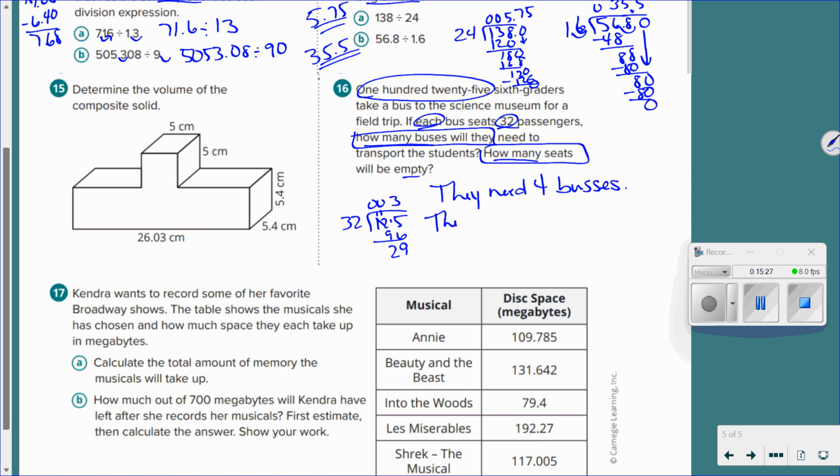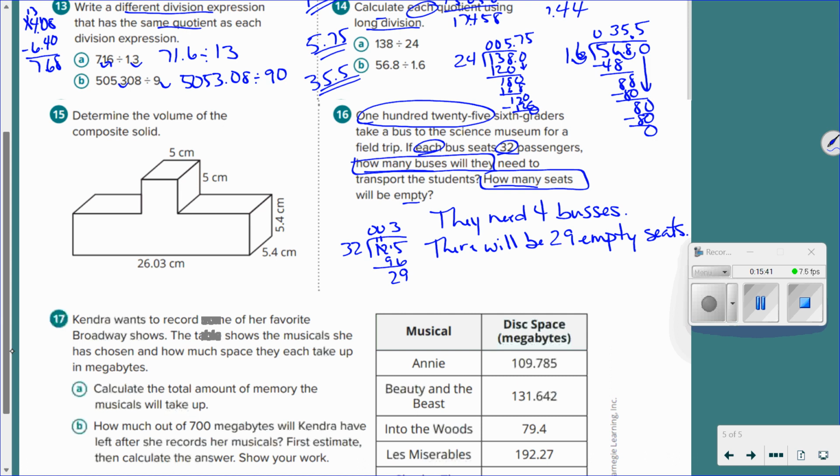And there will be 29 empty seats. Make sure you answer both parts of the question. This one's asking you to think about what the numbers mean. Okay, 17.